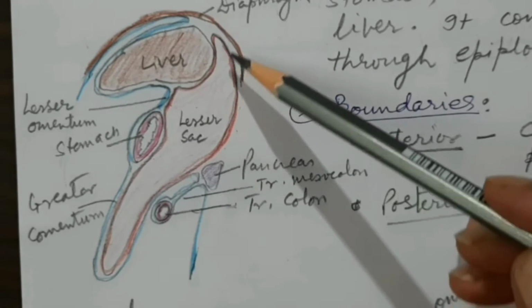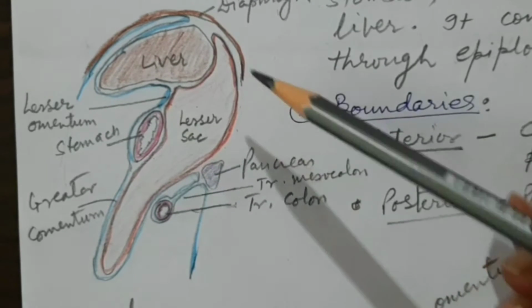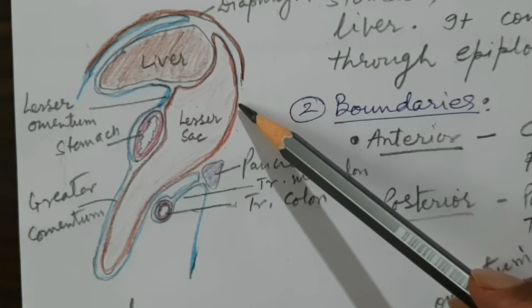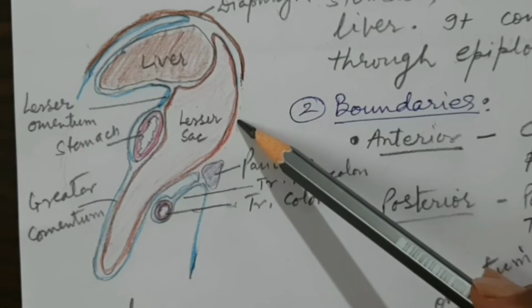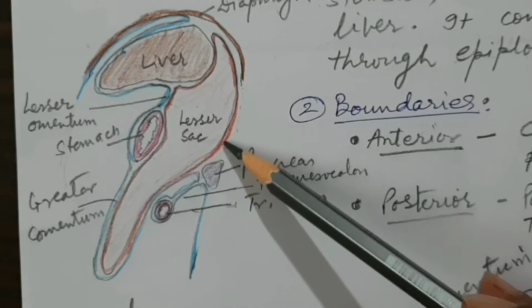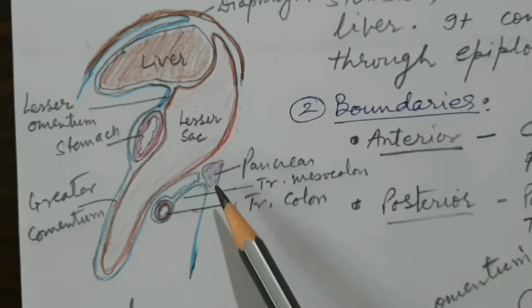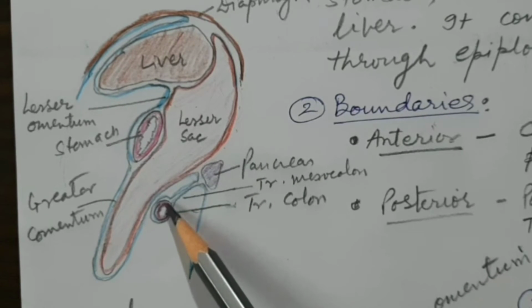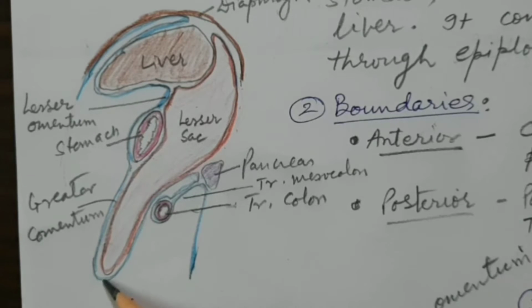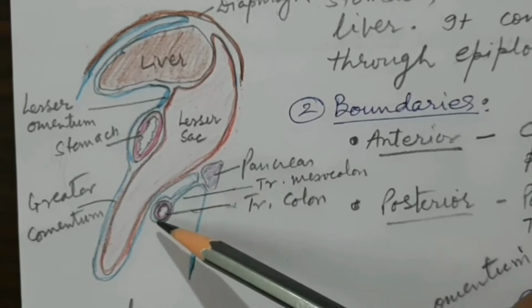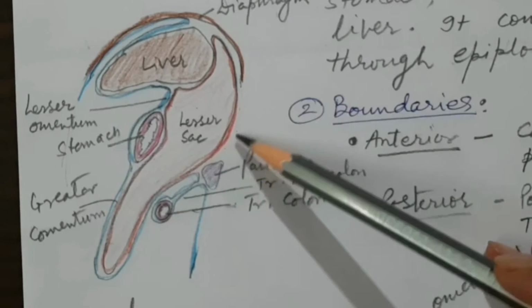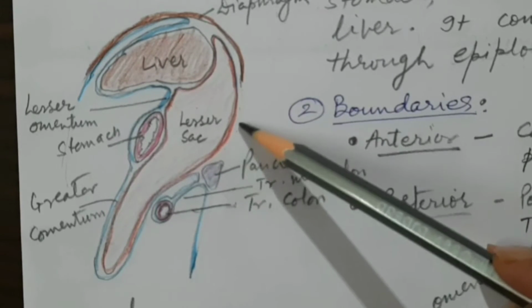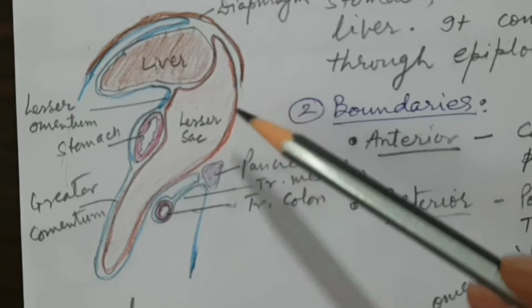Now I will repeat it from above. It is the diaphragm, then the splenic vessels, then the left suprarenal gland and the left kidney, and then here the pancreas, transverse mesocolon, transverse colon, and then the posterior layer of the greater omentum. So these are the structures in the posterior wall.